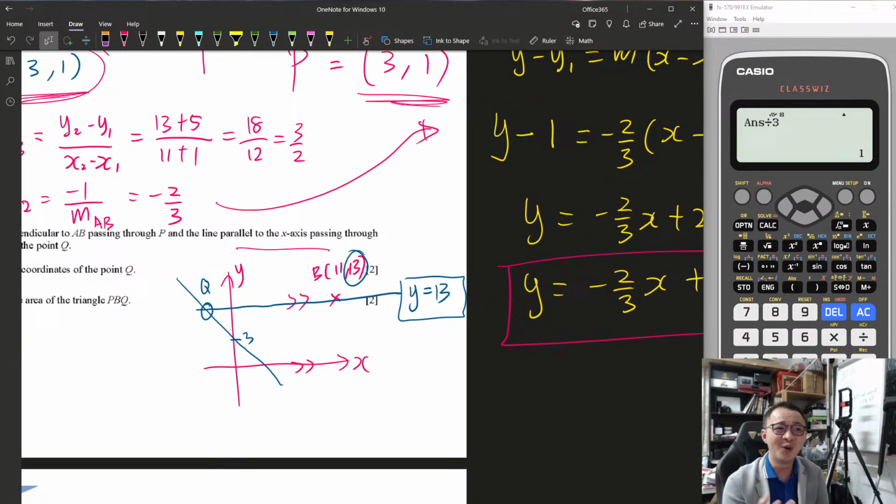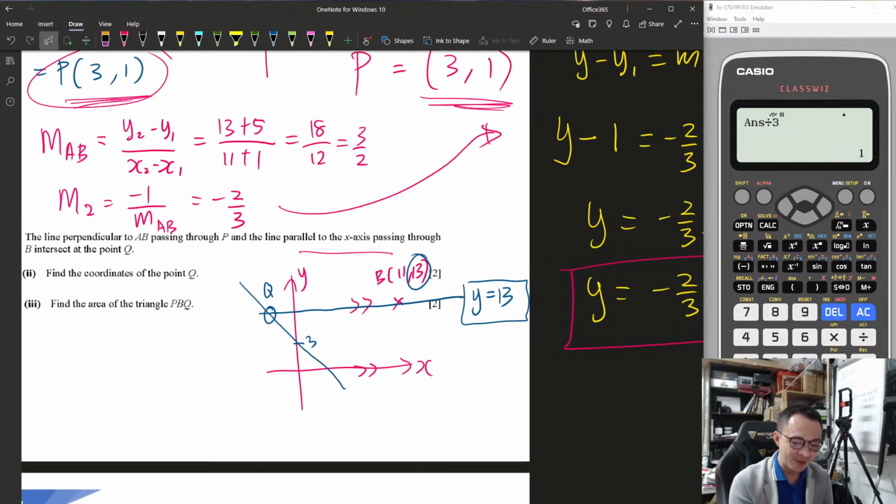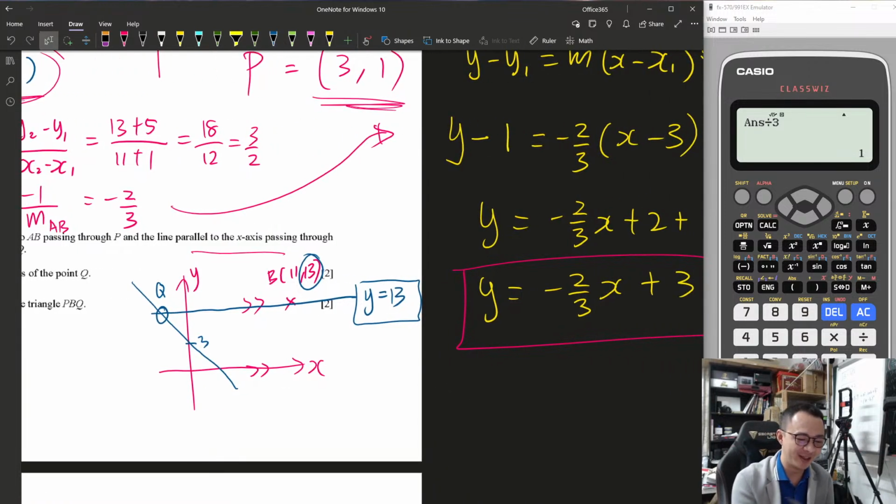Because I know if they're passing through this line, y equals 13 means what? I just need to substitute 13 into my y. I can get my x value, then I can get my coordinate of Q. So you can see what happened. I sub 13 into the y. Now I just want to find my x.